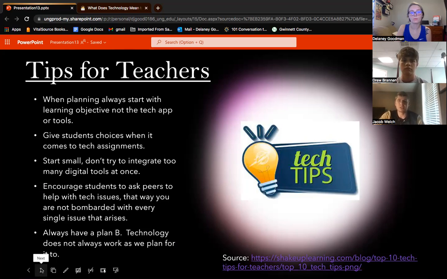Another tip is to start small. Don't try to incorporate 10 or 15 different technology things into your lesson plans if that's not for you. I'm not huge on technology right away, but I try to incorporate a little bit of it. It's easier to do one step at a time instead of throwing in 4 or 5 different things on the students.